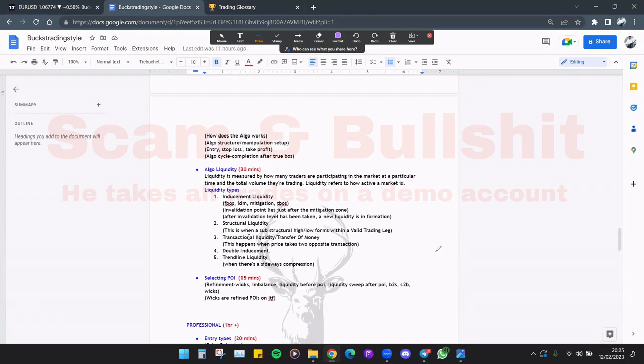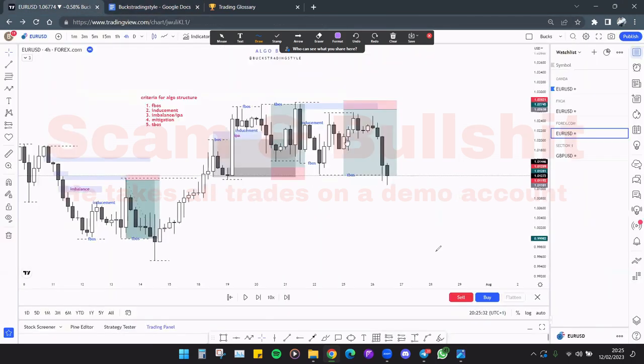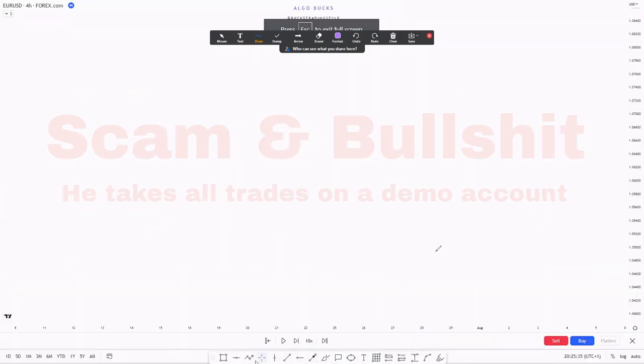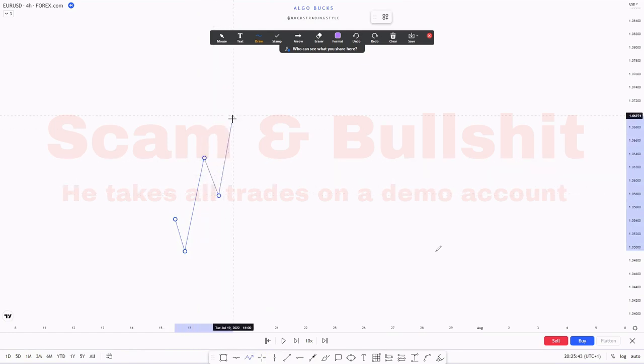Now let's look at the next type of liquidity, which is the structural liquidity. Now, structural liquidity happens when a structural low, a substructural low or high forms within a range. Now, remember how we used to mark external and internal structural points, where we have this.